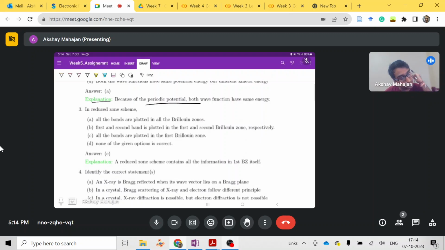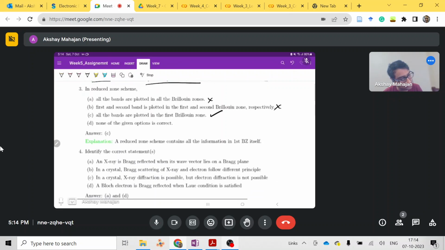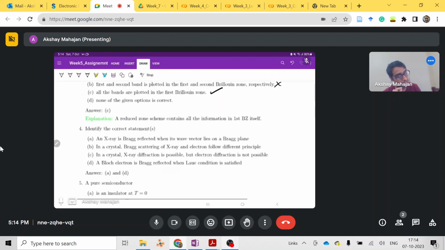Now, in the reduced zone scheme, are all the bands plotted in all the Brillouin zones? That's not true. In the reduced zone scheme, you plot all your bands within your first Brillouin zone. Is the first and second band plotted in the first and second Brillouin zone respectively? No, all the bands are plotted in the first Brillouin zone. The C option is correct: the reduced zone scheme contains all the information in the first Brillouin zone.